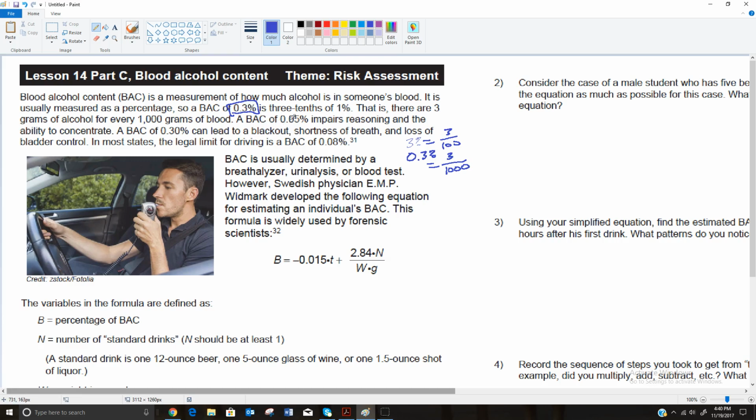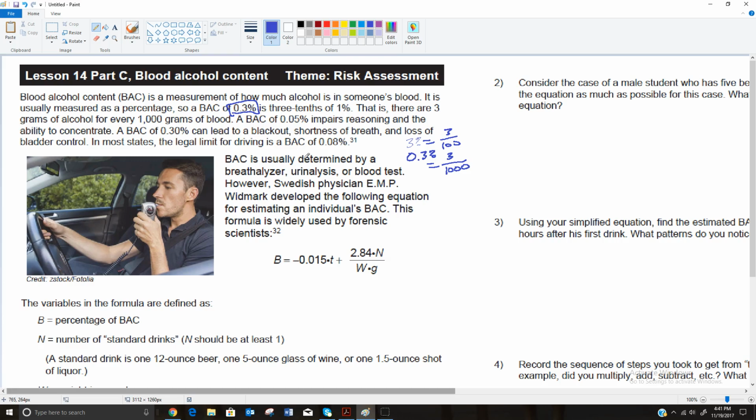A blood alcohol content of 0.05% actually impairs reasoning and the ability to concentrate, and a blood alcohol content of 0.3, which is what we were talking about here, can lead to blackout, shortness of breath, and loss of bladder control. So 0.3 is a really high blood alcohol content. 0.05 is when your reasoning starts to be impaired. And in most states, the legal limit for driving is actually above 0.05. It's actually at 0.08. So you're actually impaired before that, but they've decided that the level for legality is 0.08.